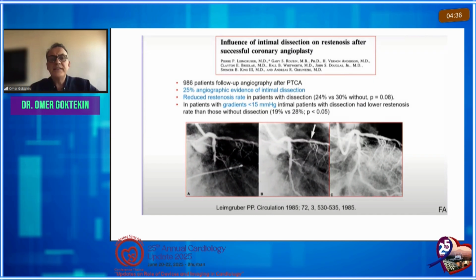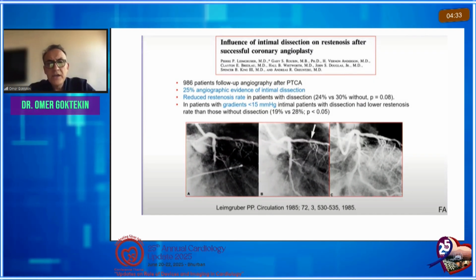So, interestingly, regarding dissection, we have a very old paper. It's a 40 years old paper.